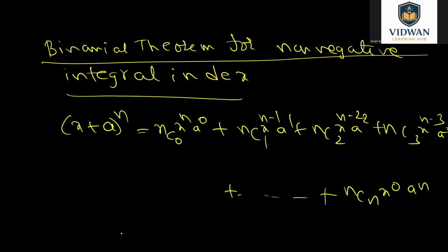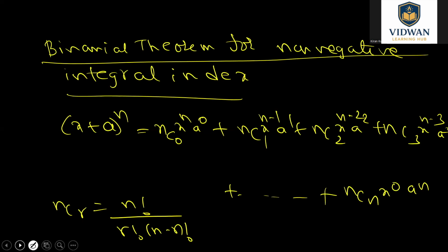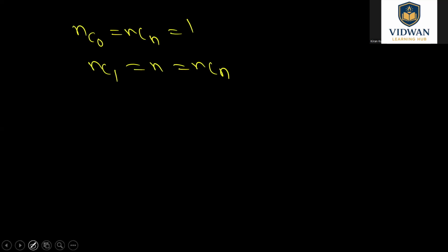And to find these coefficients, we have a formula. The formula is nCr is equal to factorial n divided by factorial r into factorial of n minus r. Using this formula, we can calculate all coefficients. But every time, instead of applying the formula, you can just remember that for nC0 and nCn, the value will always be 1. nC1 will be n, and nC(n minus 1) will also be n. This is the same because we have a property that nCr is the same as nC(n minus r).